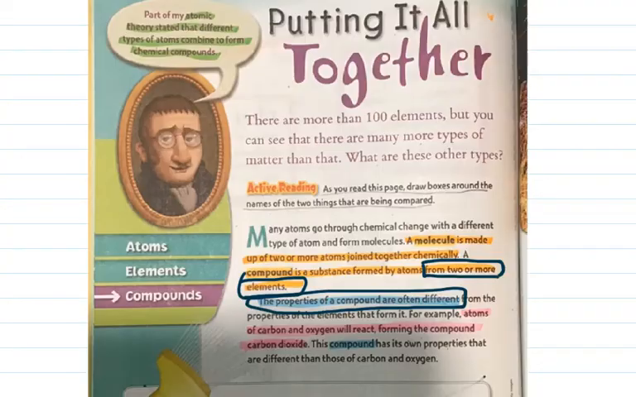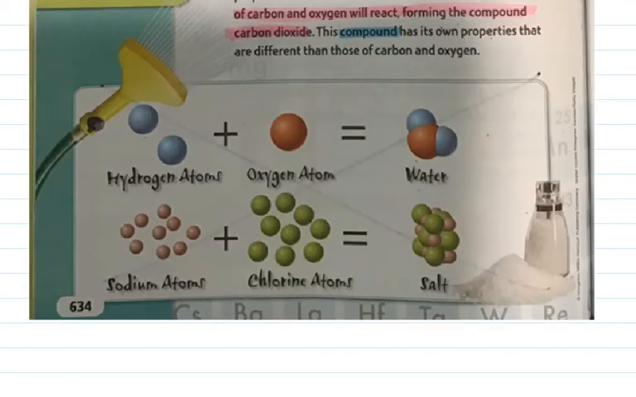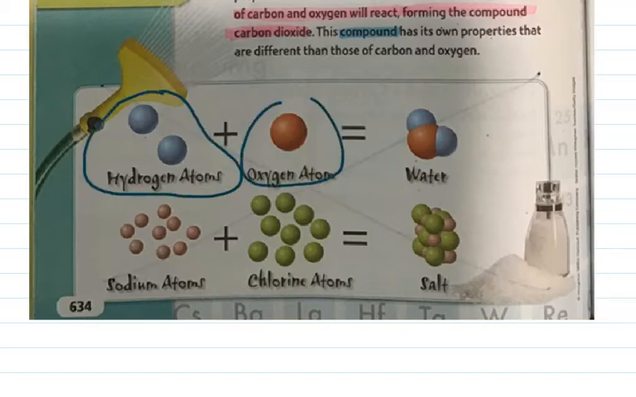Okay, let's go ahead and move on to the bottom of the page. This is an example of the different types of atoms forming certain things. These would be considered compounds. We're looking at our hydrogen atoms, which are right here. We have hydrogen atoms and one oxygen atom, which equals water. This means for every one oxygen atom, there are two hydrogen atoms attached to it.